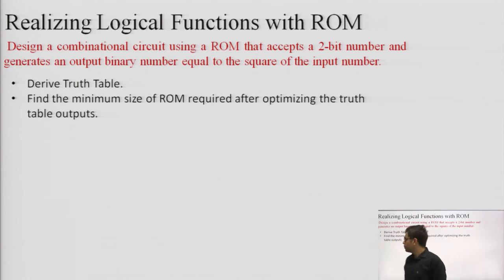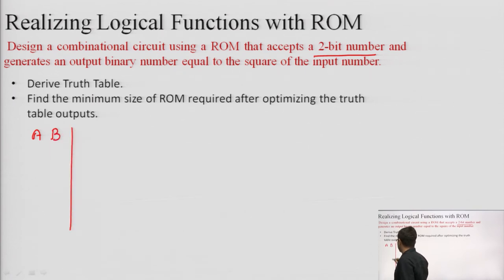So, for a 2-bit number, the decoder will be 2×4, okay. And the 4 outputs of that 2×4 decoder have to be added depending on the truth table. So, we will be preparing the truth table for a 2-bit squarer. Let us say the 2 bits are A, B, and the square generated, let us say.